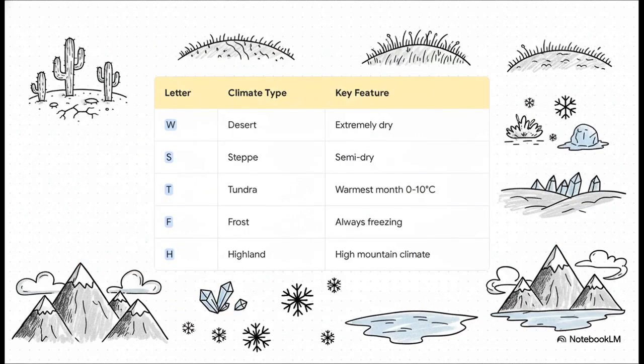Now, the B and E climates use an uppercase second letter. For B climates, we get another German clue. Capital W stands for Wüste, or desert. This is the driest of the dry. Capital S is for steppe, which is semi-arid, so still dry but with a bit more rain. For the polar E climates, T means tundra, where the warmest month is just barely above freezing, and F means frost, where it never gets above freezing. Think permafrost. And there's also H, which is a special one for highland or mountain climates.